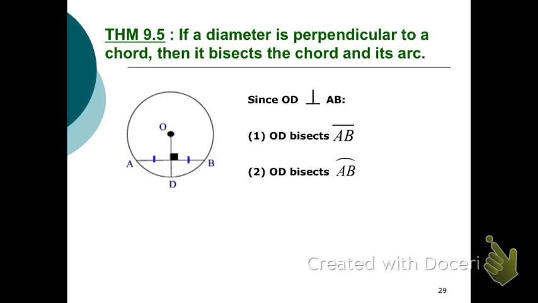Okay, another theorem. If a diameter is perpendicular to a chord, then it bisects the chord and its arc. Okay, so diameter, and I should add in there radius, because a radius is just part of a diameter. So we have a radius, it is perpendicular to a chord, then it's going to bisect the chord. So it's going to cut the chord in half, and it's going to cut the arc in half as well.